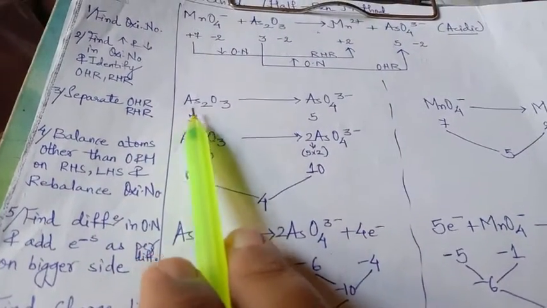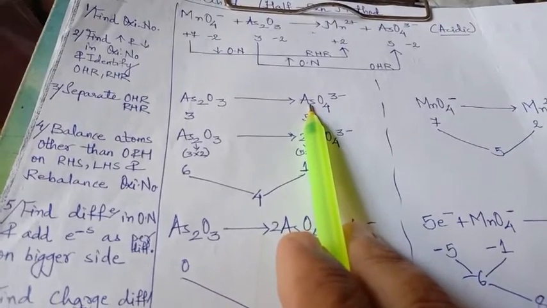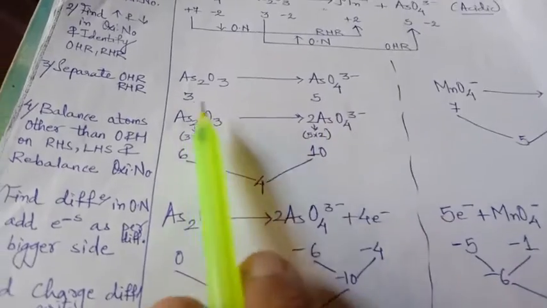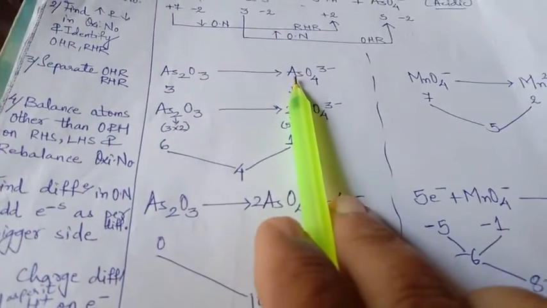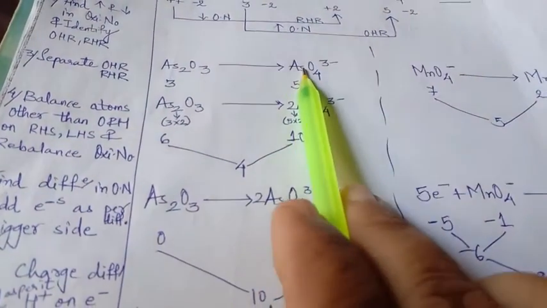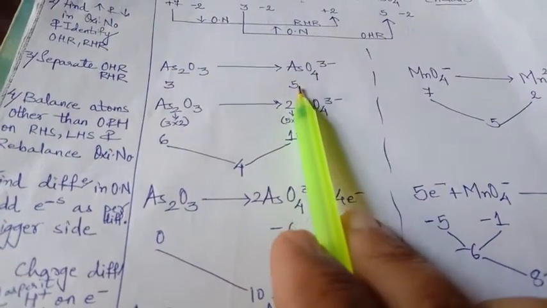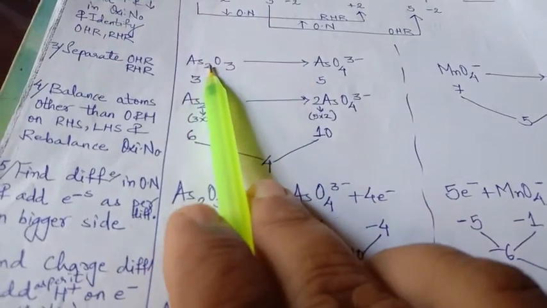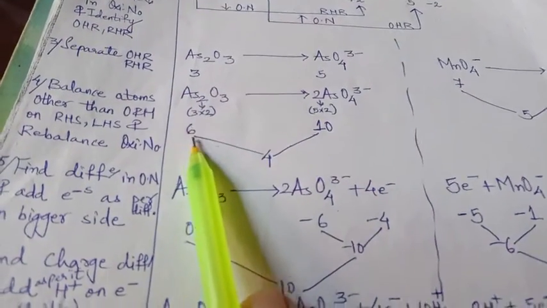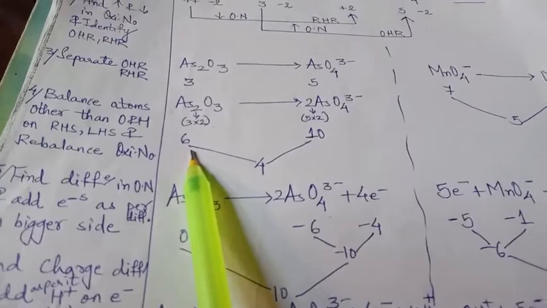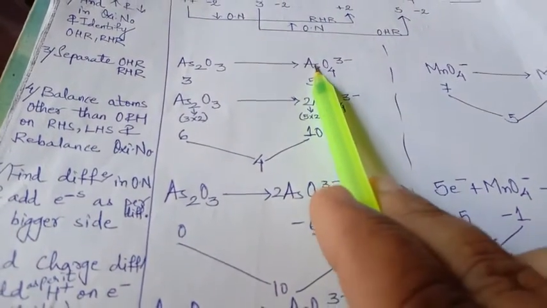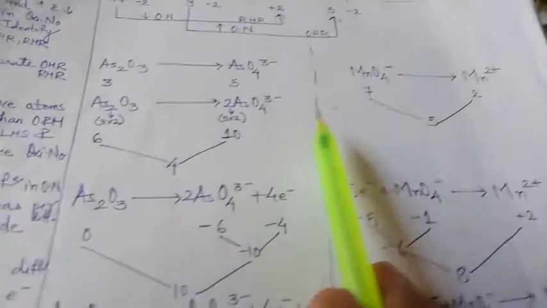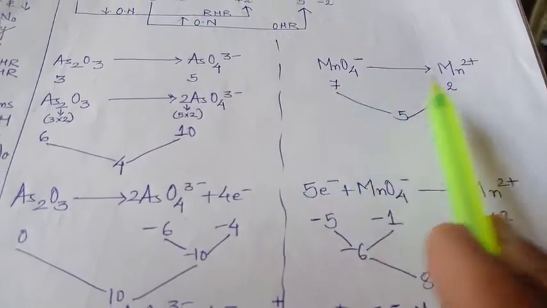So here you see As2, here is only As, right? Here Mn, here Mn, so it is already balanced. But here it is 2, I will have to add coefficient 2 over here to make this As2. So this is now 2 As. This is 3 for As, so 2 times, so 3 2s are 6. Rebalance the oxidation number. Here it is 5 for 1 As, now it is 2 As, so 2 5s are 10. Here, as it is already balanced, so 7 and 2.